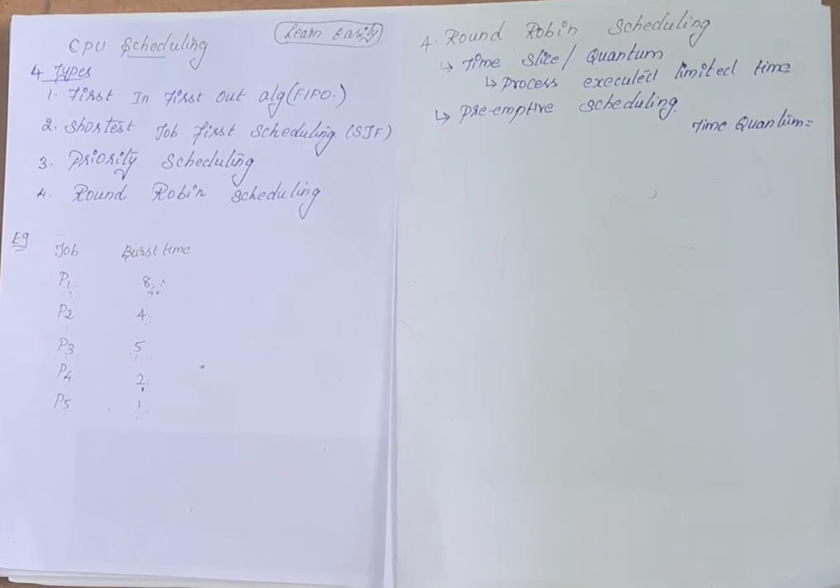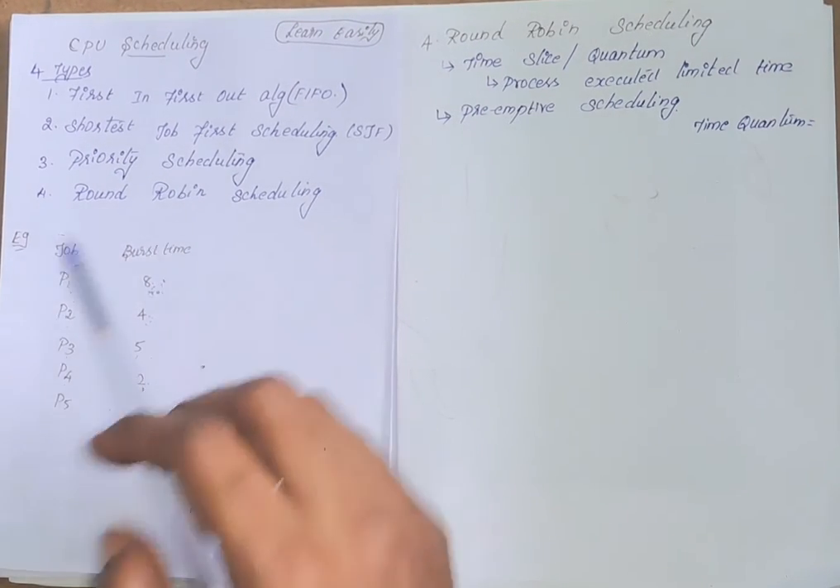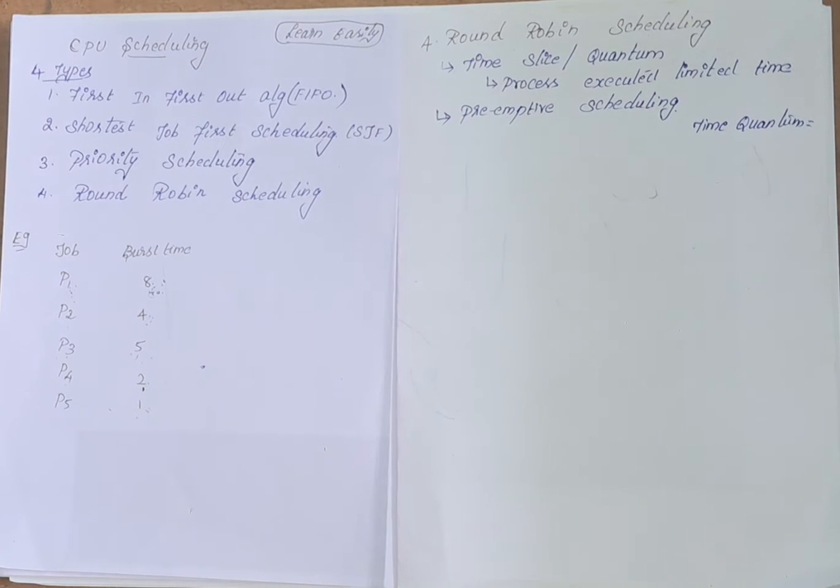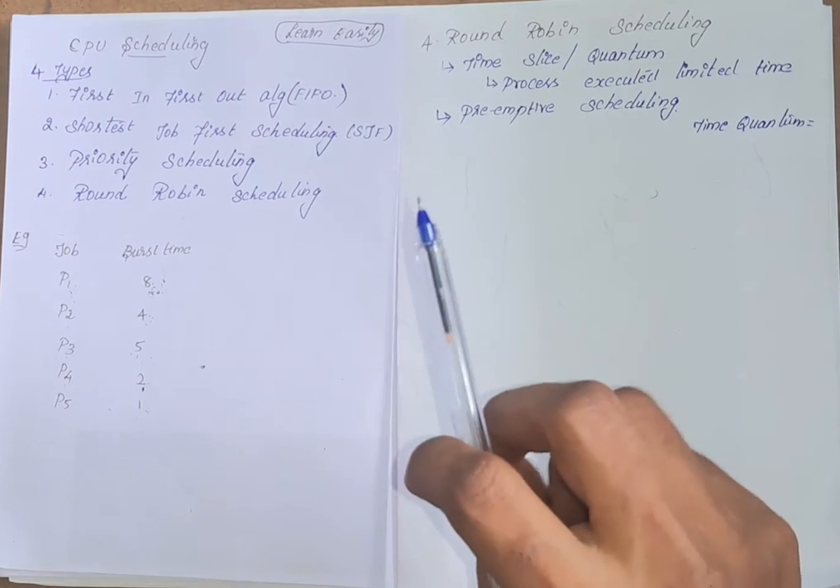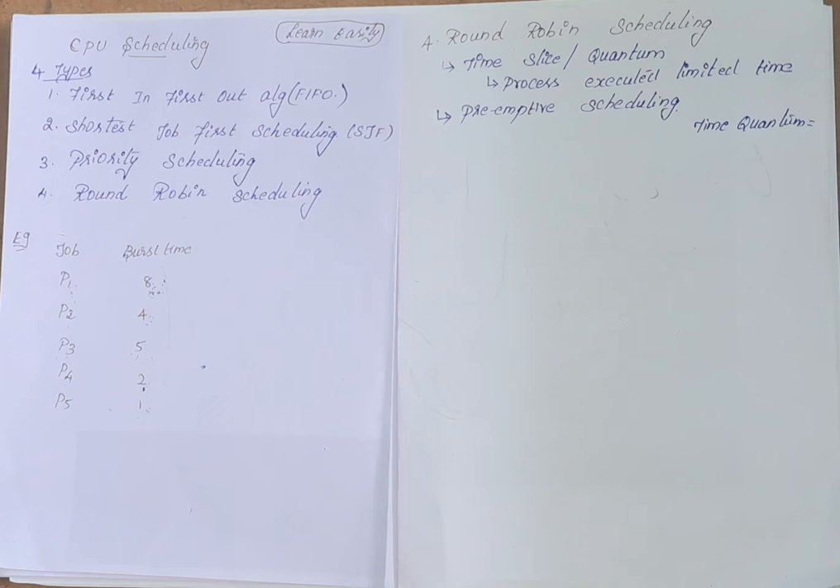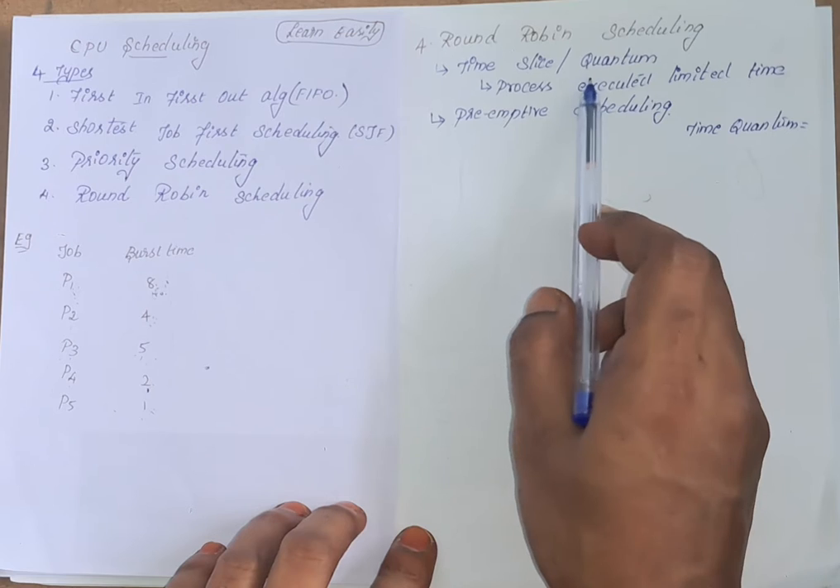Hi, we are going to see about CPU scheduling. In CPU scheduling, we are going to see the fourth type, that is round robin. Round robin means we are going to repeat the scheduling round-wise. That means there will be some time slice, a time quantum, given. We are going to execute the process only for the time which is given here.